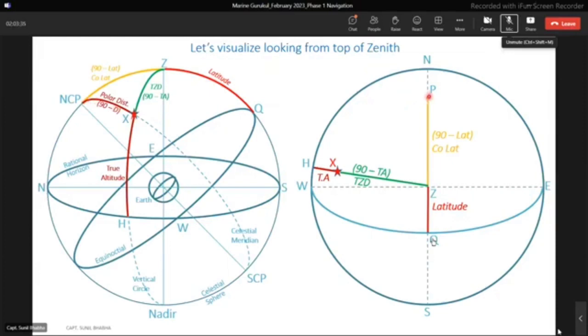This is the pole, and this is the celestial body, the star X. And we have to draw the celestial meridian now. So let's draw it. This celestial meridian is going to appear like this. This is how the celestial meridian is going to appear.